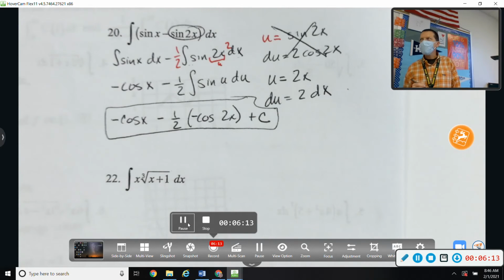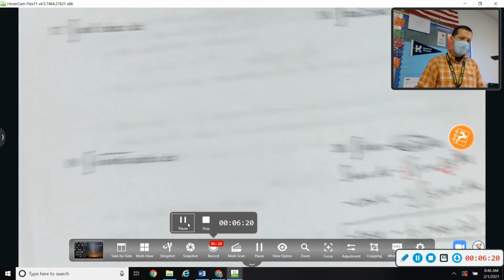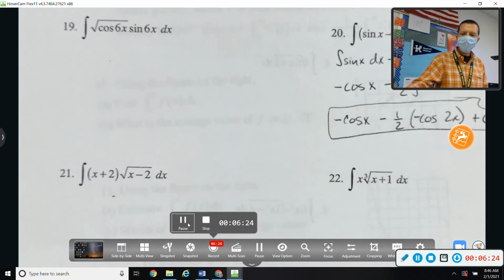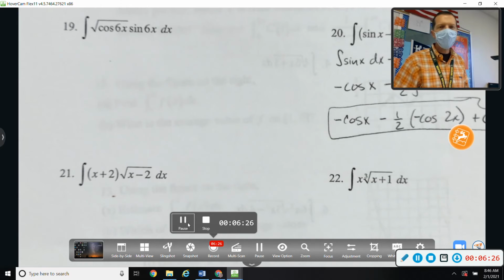What else? Let's do another one. 19. Okay, 19 is kind of tricky because there's a sine and a cosine, and we know that the derivative of one of them is the other one, either way, and we can fix the plus minus stuff.